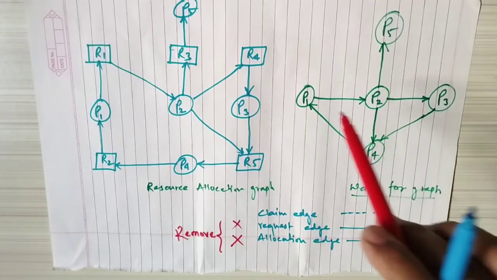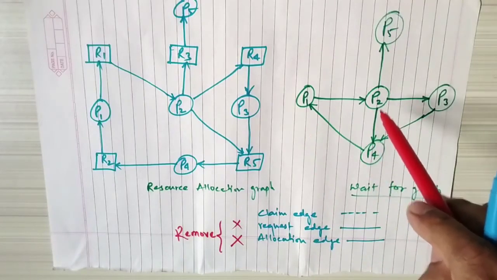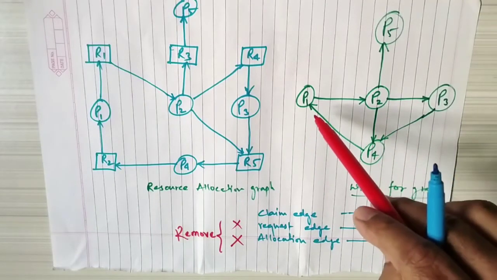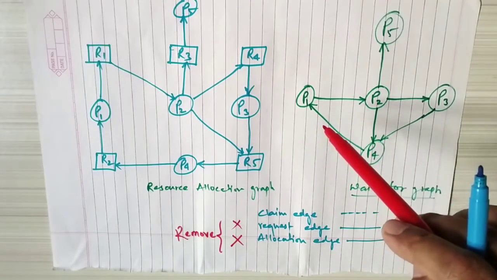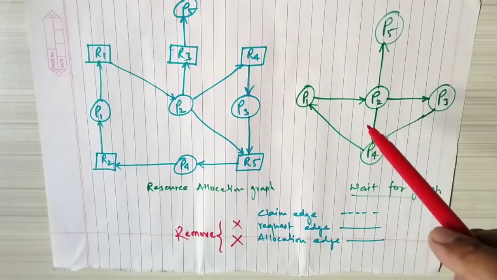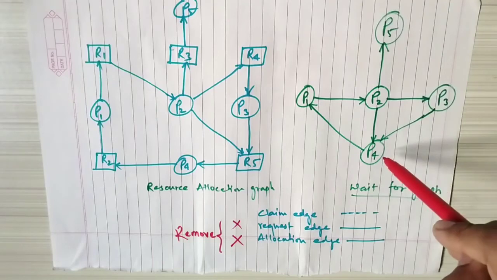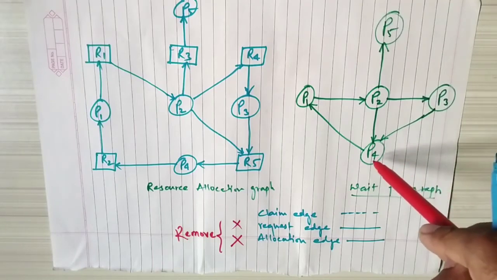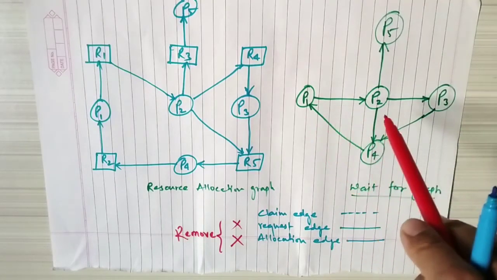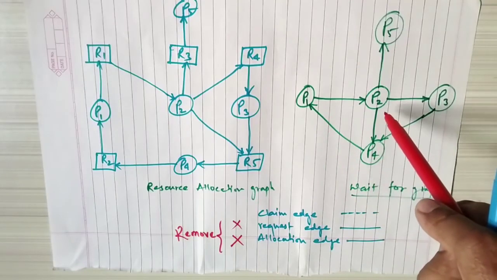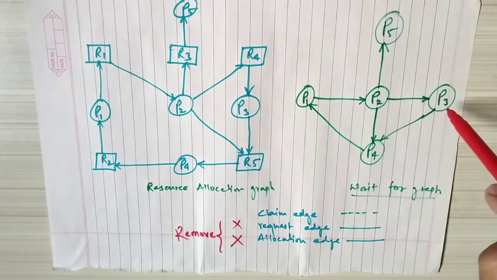Let us just find out. P1 is waiting for P2, P2 is waiting for P4, and P4 is waiting for P1. There is a cycle, so we can say that there is a deadlock. P2 is waiting for P3, P3 is waiting for P4, and P4 is waiting for P5. P1 is waiting for P2, and again P2 is waiting for P3. So again you can find there is a deadlock.